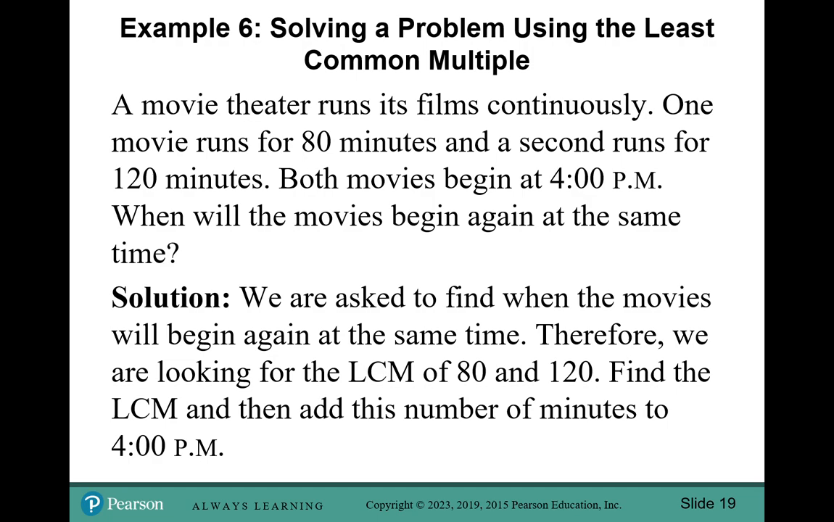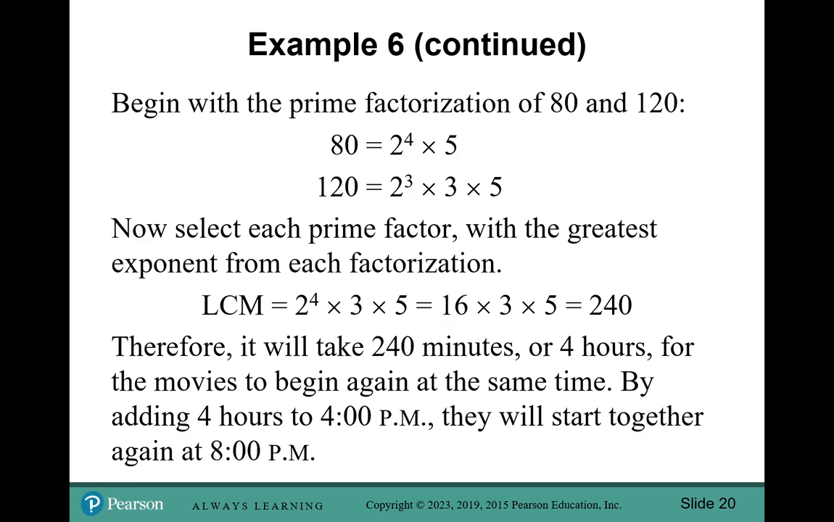Solution. We are asked to find when the movies will begin again at the same time. Therefore, essentially, we are looking for the least common multiple of 80 and 120. Let's find the least common multiple, and then we can add this number of minutes to 4 p.m. and find when these films will be run again. So, our prime factorization of each of these numbers is given here.